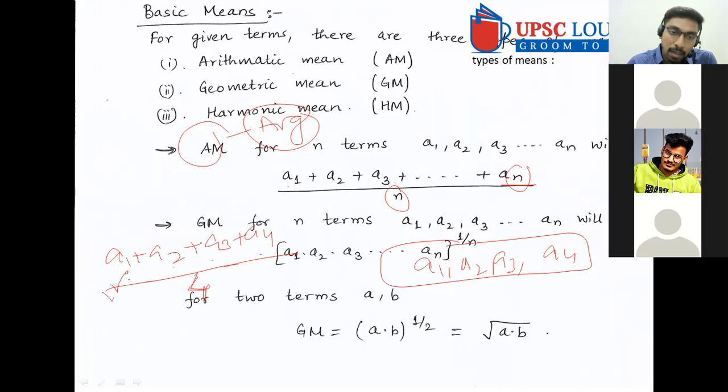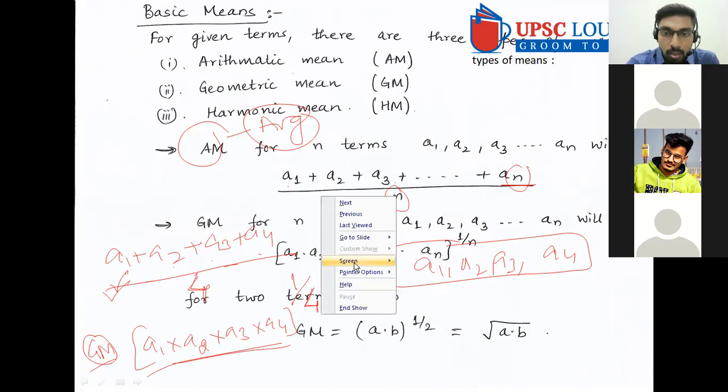Again, if the same thing is asked for the GM, that means A1, A2, A3 and A4 are in GP, so what will you do? Just multiply all these terms, and whatever the number of terms there are, raise the product to the power 1 upon n. Okay, so here it is 1 upon 4. Is it clear? AM and GM. I hope these things are clear.